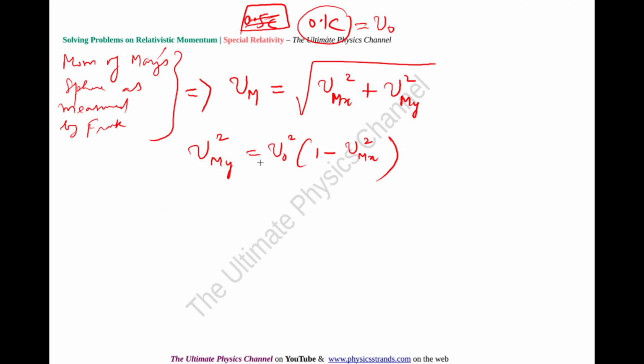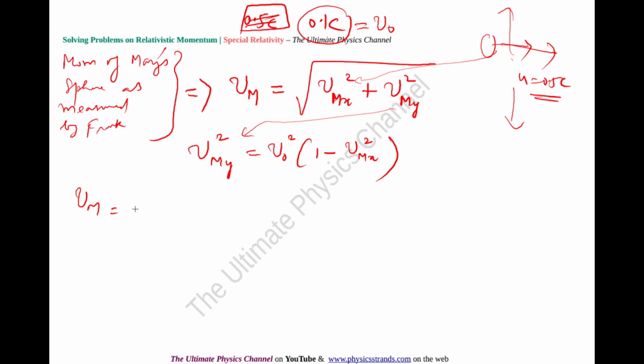And therefore, for this Vmx we will substitute the relative velocity, because Mary is moving with respect to Frank in this direction. Whatever is the relative velocity of the two frames is the x component, in the x direction. In the y direction there is no motion between the two frames. In the x direction there is a u equal to 0.5 c motion, so that will be Vmx here.